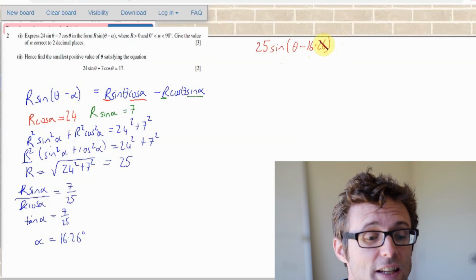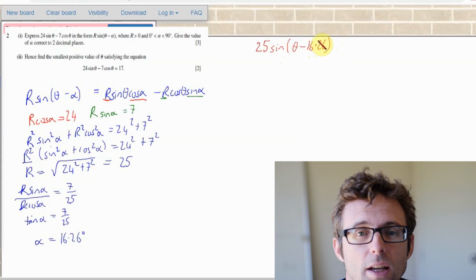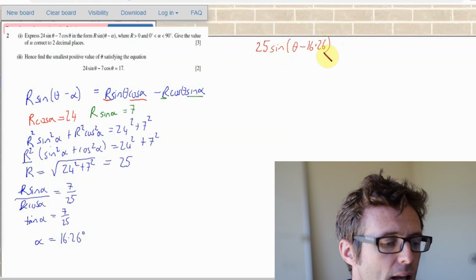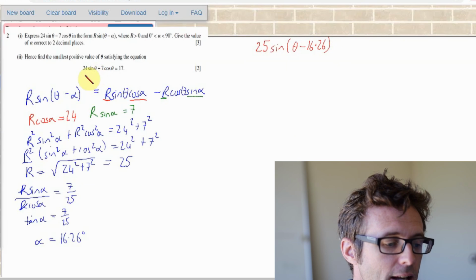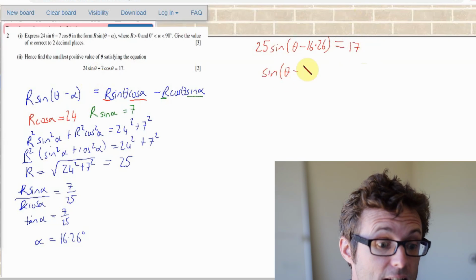The second half says hence. Now when you read the word hence, this is telling you, given what you've just worked out, use that. So we're going to use this in place of the 24 sine theta minus 7 cosine theta. So therefore we can go, well, this is equal to 17. Okay, and then we can say sine theta minus 16.26 is equal to 17 over 25.